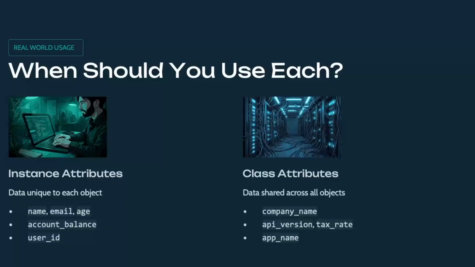A simple rule is this: if every object should have its own value, use an instance attribute. If all objects should share the same value, use a class attribute. Now, let's have a look at a common beginner mistake.